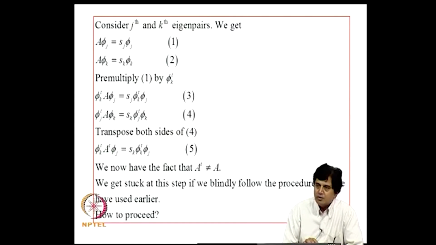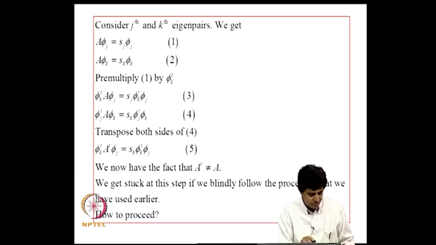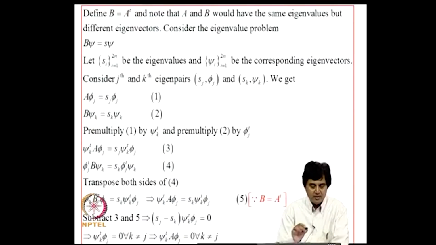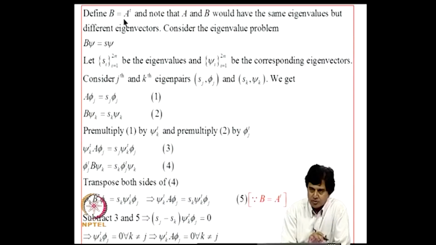Okay. So, we cannot use eigenvectors of A to uncouple the equations of motion. So, how do we proceed? What we do is define B as A transpose, and we note that A and B would have the same eigenvalues, but different eigenvectors. So, if A is asymmetric and B is A transpose, the eigenvalues of A and B would be the same.